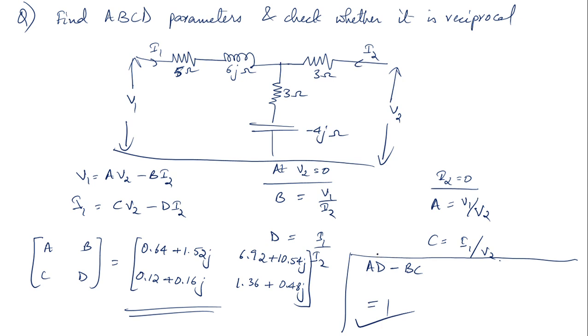When you find out AD minus BC, you will be getting the value as approximately 0.9968 plus 0.0024 J. You have to convert it to the polar form. So that will be 0.99 angle 0.137. This value is approximately equal to 1, so you can say it is satisfied. The two-port network is reciprocal.